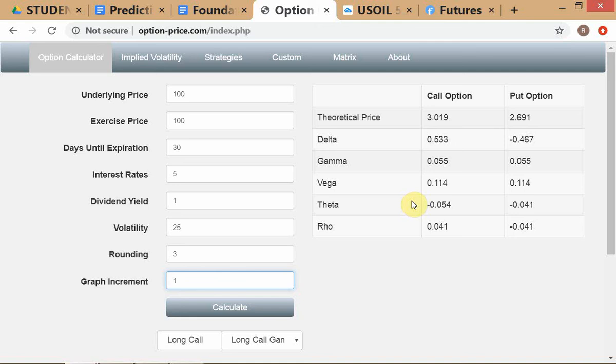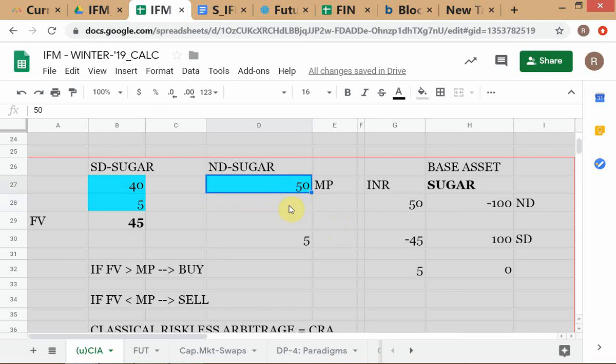Because if it moves away from there, then there will be an opportunity to make a risk-free profit. Just like you saw in this example, where the North Delhi sugar price has moved away from its fair value determined using true AFV principles. You can see that the fair value of the synthetic, the cost of generating the synthetic equivalent, is only 45 rupees. So the market price is out of line with the fair value.